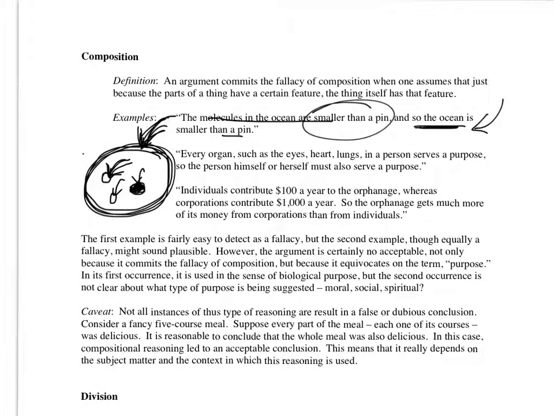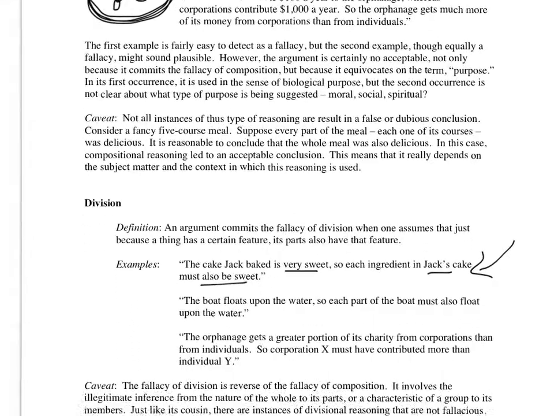So I'm going to very quickly go over the definition of the fallacy of composition. The definition of this fallacy is that you erroneously assume that just because the parts of something have a certain feature, the whole thing also has that feature. That's not always true. Now let's go down to the fallacy of division.